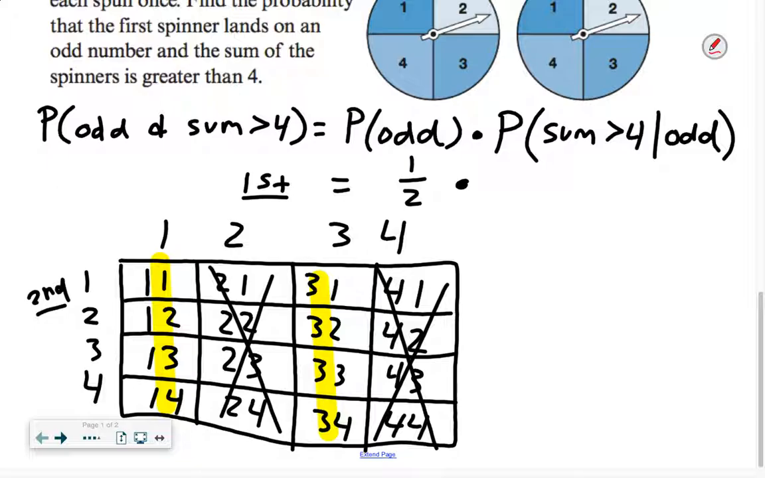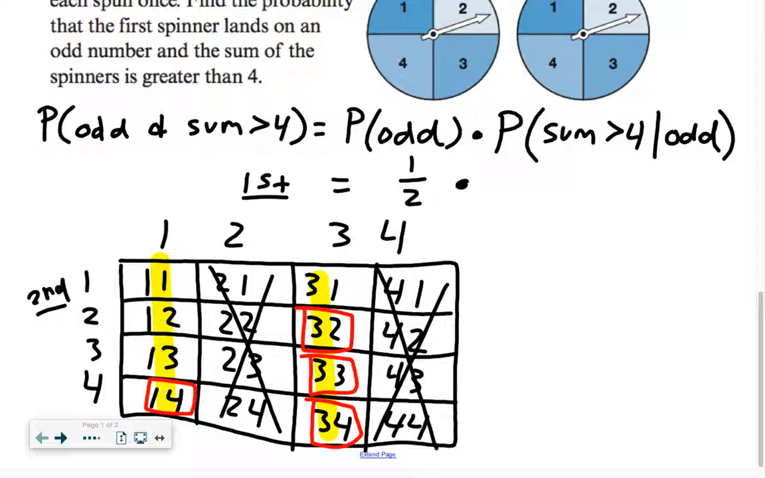Top left corner, this is a no. 1 and 2 is no. 1 and 3 get us a sum greater than 4. Close, but it's not greater than. So 1 and 4, that one will work. 3 and 1, again, close, but not close enough. 3 and 2 will work, 3 and 3, and 3 and 4 will.